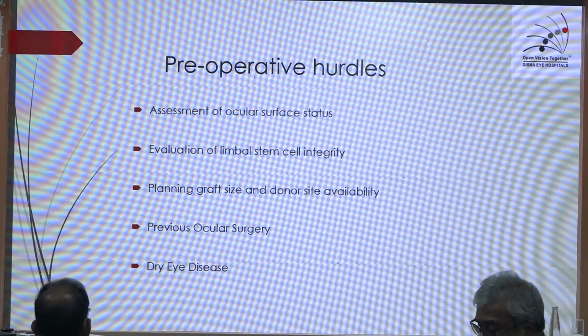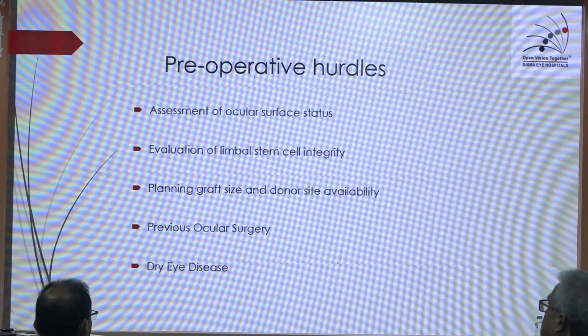In previously operated cases, scarring alters tissue planes. This makes dissection difficult and increases graft related complications. Dry eye disease is common in these patients. Poor tear film stability can compromise graft adherence and epithelial healing.